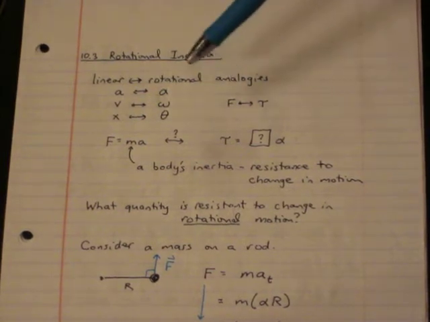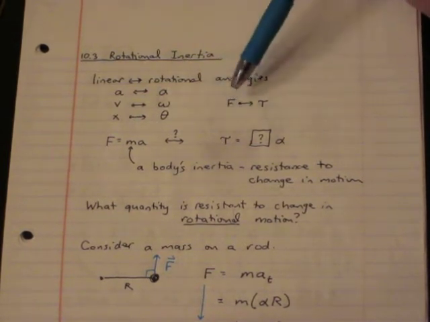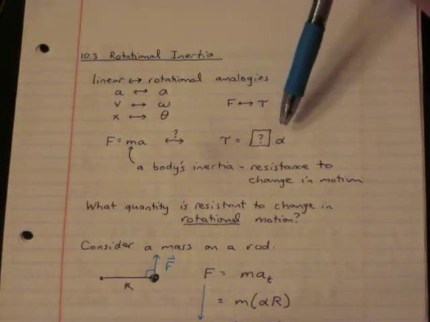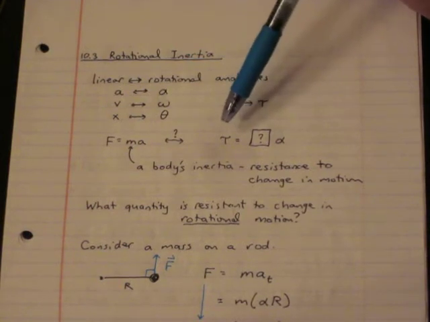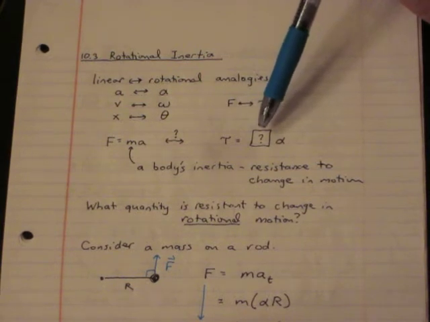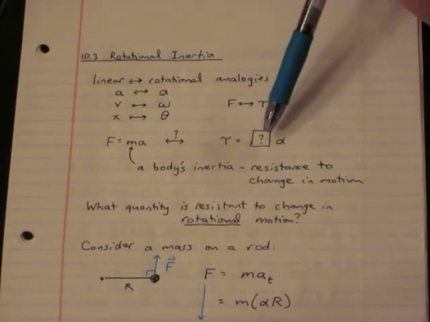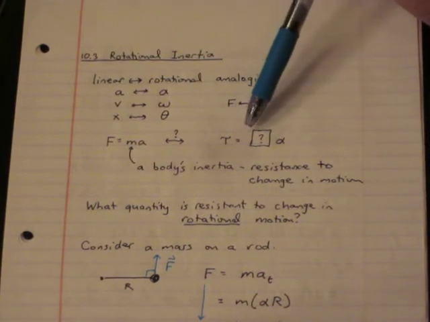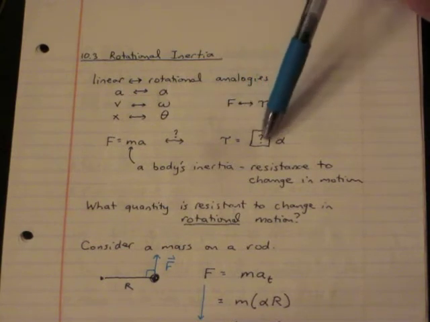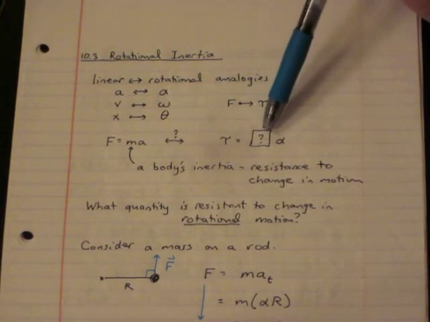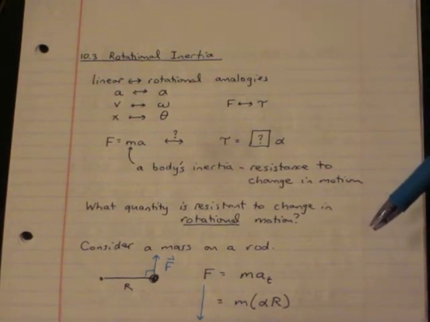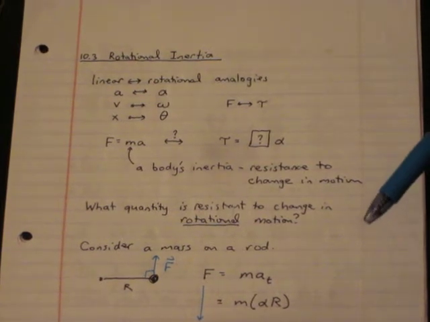And we can imagine it might go something like this. If torque is the analogy to force, and alpha is analogous to a, acceleration, might we have an equation that says torque equals something times alpha? That something would take the place of mass, meaning the body's rotational inertia. So we'll just leave it like this, thinking that maybe there is an equation that torque is equal to some mystery thing, I'll call it rotational inertia, times alpha. So the question, what quantity is resistant to change in rotational motion?